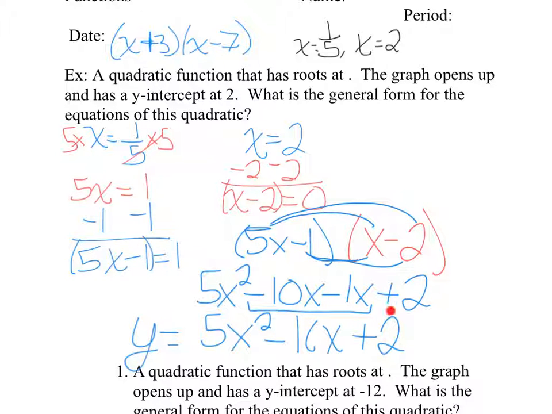And all it means is that this number right here is 2 at the very end. Okay, and that's your answer, okay? So y equals 5x squared minus 11x plus 2. So the weirdest part is taking these roots and changing them back into factors. But once you get that down, you're just FOILing, and that is all it is, my loves.